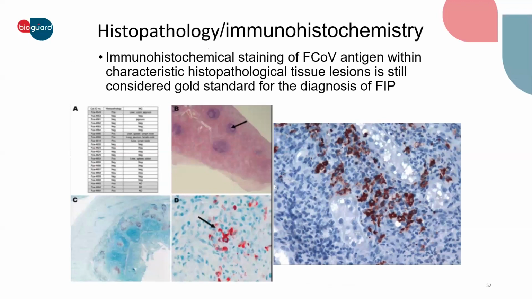And histopathology or immunohistochemistry is right now considered the gold standard for diagnosis of FIP. If they can detect the FCoV antigen in the lesion area, inside the macrophages, we can say the disease is caused by FIP.